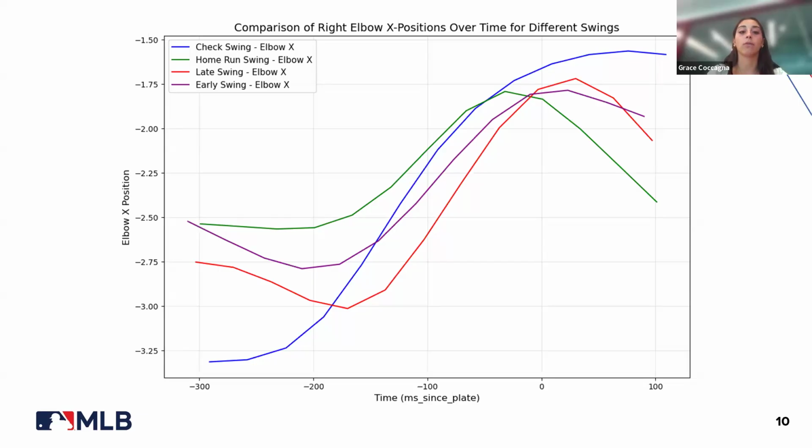We're looking for that change in movement, that change in direction, so where the slope is changing. On the left-hand side, we can see a pretty consistent dip between those 4 swings at around 150 to 175 milliseconds since plate, which thus confirms our 160 milliseconds for the commit point.